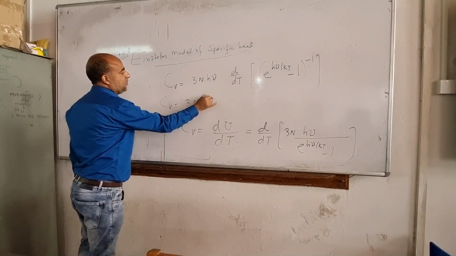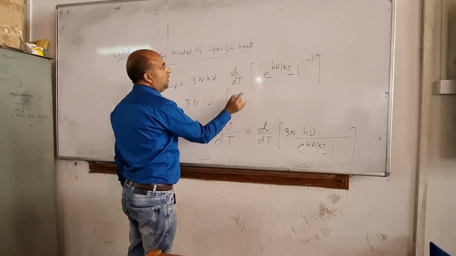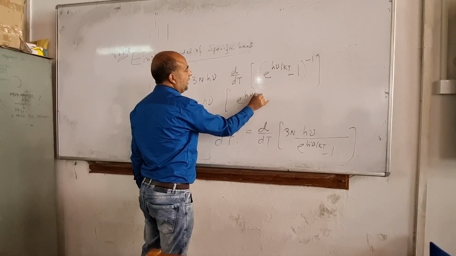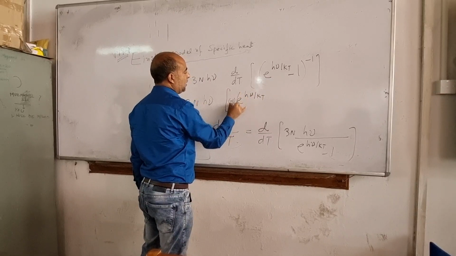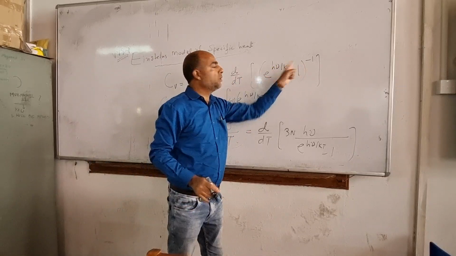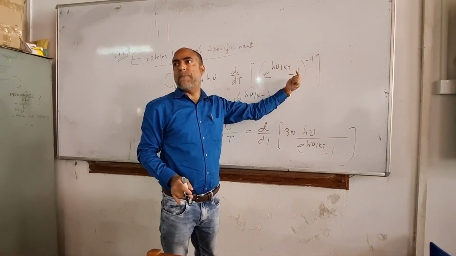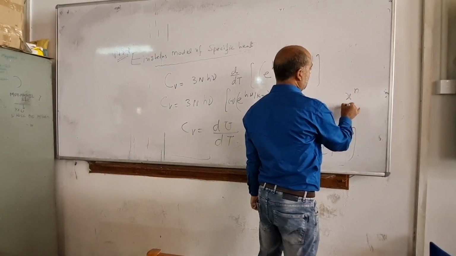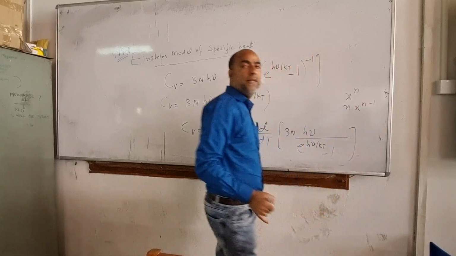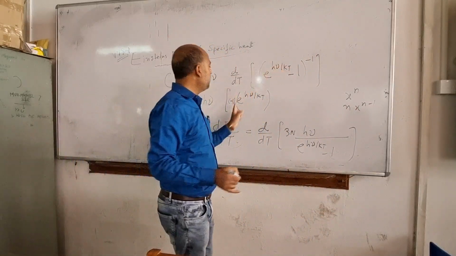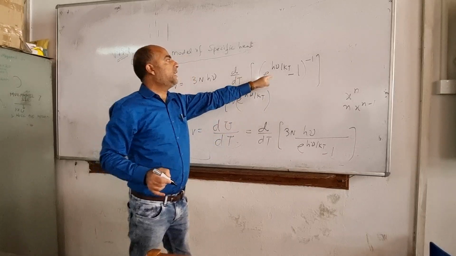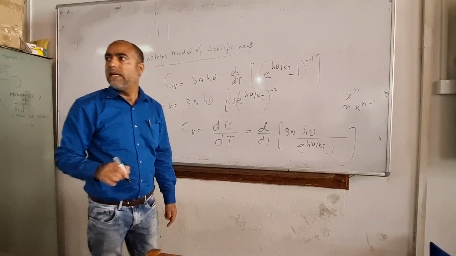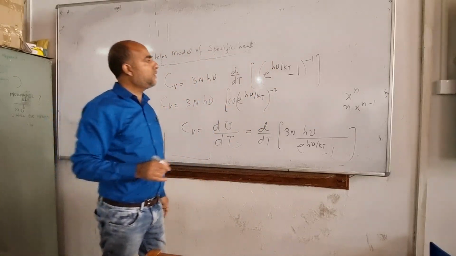3n h nu. See, it will be e raised power h nu by kt. First minus 1 will go down. N into x raised power n minus 1. If you are having a differentiation of x raised power n, you write down n into x raised power n minus 1. Similarly, minus 1 will go down. So you are having e raised power h nu by kt minus 1, raised power minus 2, because minus 1 minus 1 is minus 2.